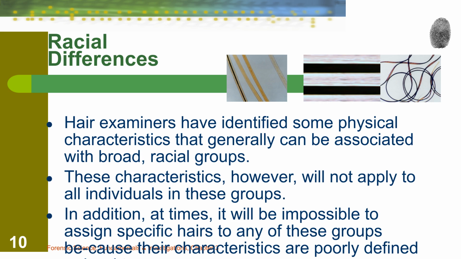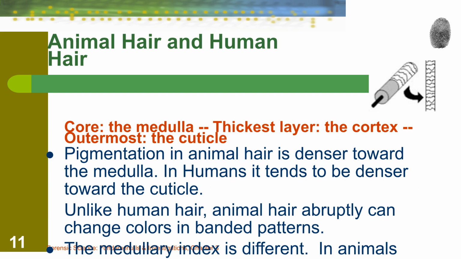The cross-section can be circular, triangular, irregular, or flattened, influencing curl. Hair texture can be coarse or fine. Hair from different body regions, head, eyebrows, lashes, beard, underarms, body, and pubic, will have varied characteristics.